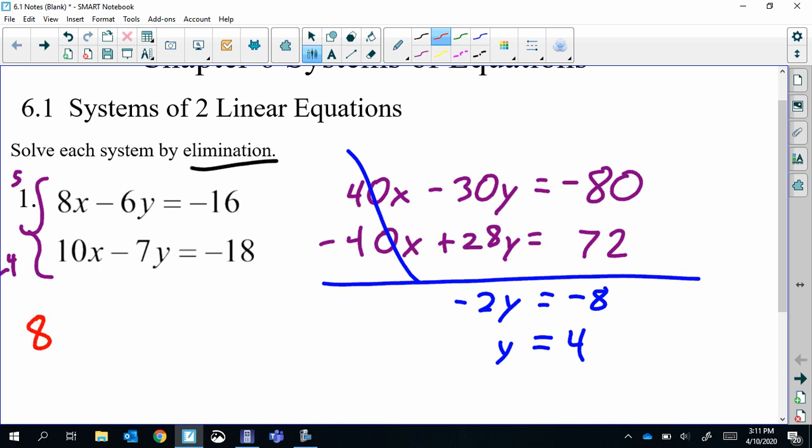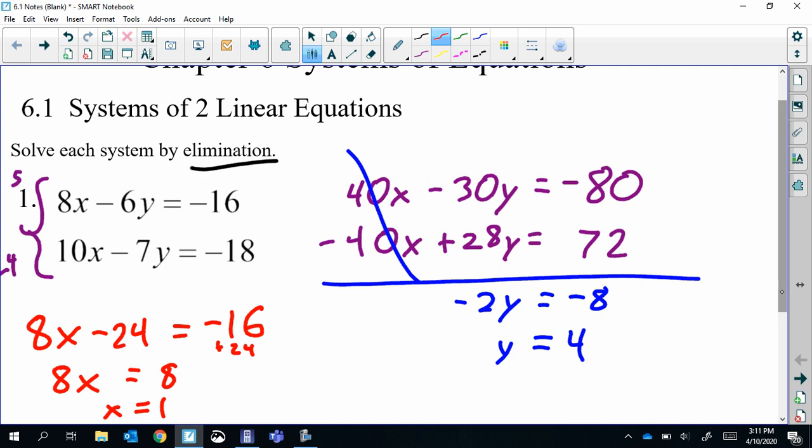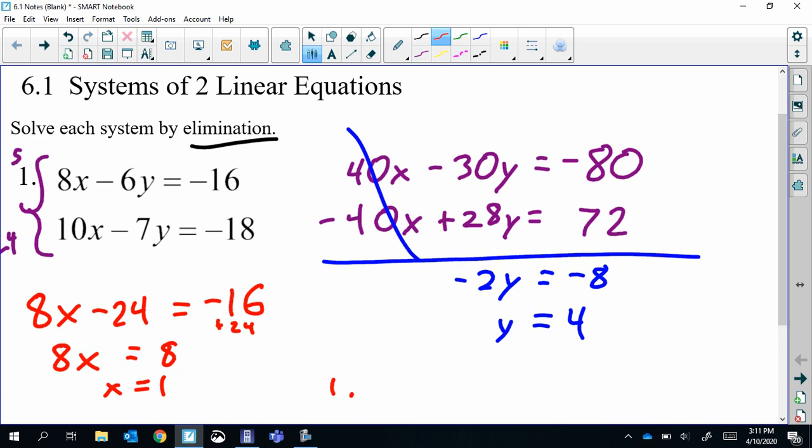So that gives us 8x minus 6 times 4 is 24. Add the 24 over. That's 8, so x equals 1. So our final answer, we're going to write it as an ordered pair, 1, 4.